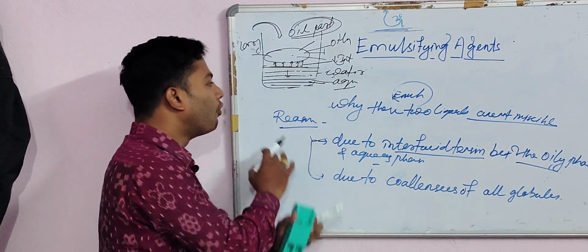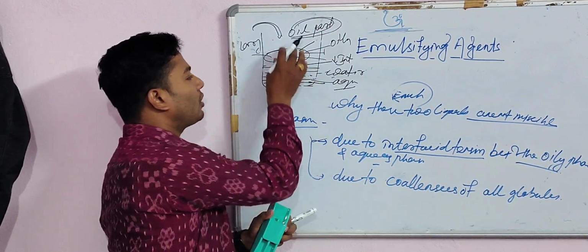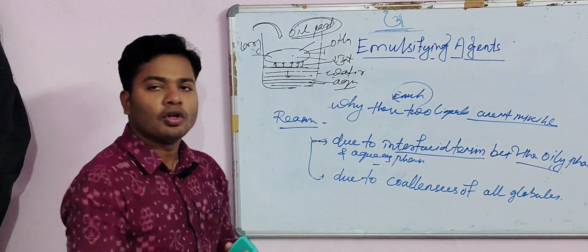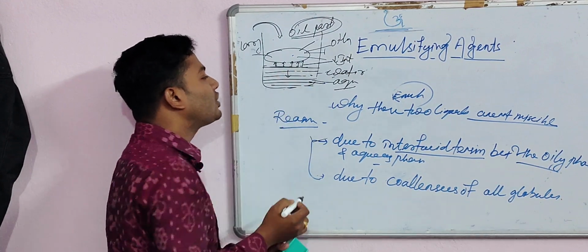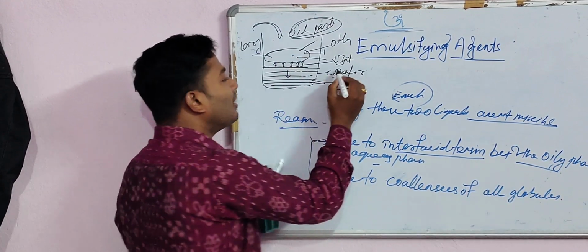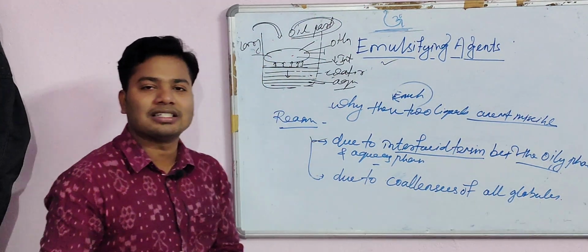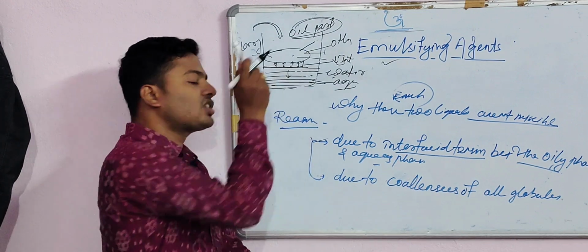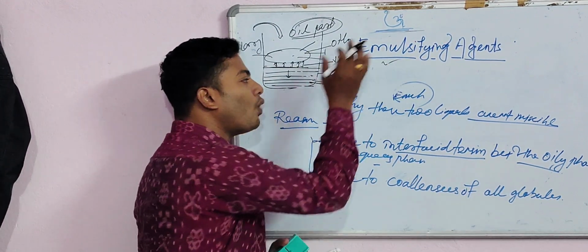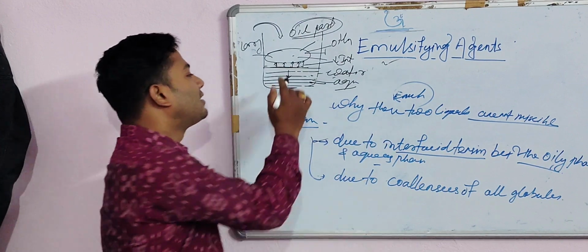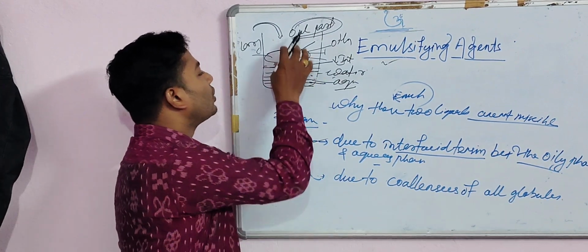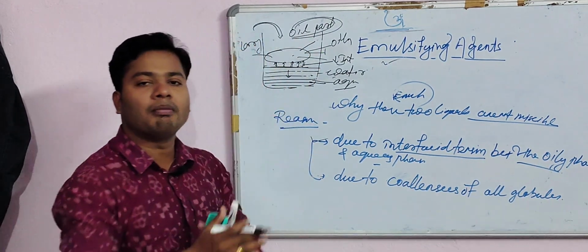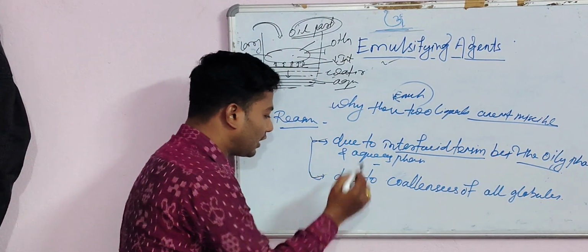So how will it be solved? When I reduce the interfacial tension between the oily phase and aqueous phase, it dips inside the medium. So how to reduce the interfacial tension between them? I add a third agent, that is the emulsifying agent. Due to adding the emulsifying agent in this medium, it reduces the interfacial tension between the oily phase and aqueous phase, and this oily phase dips inside the medium. Clear?